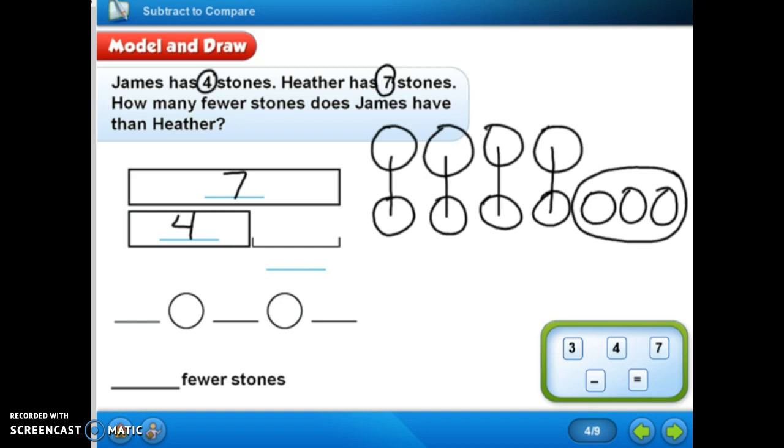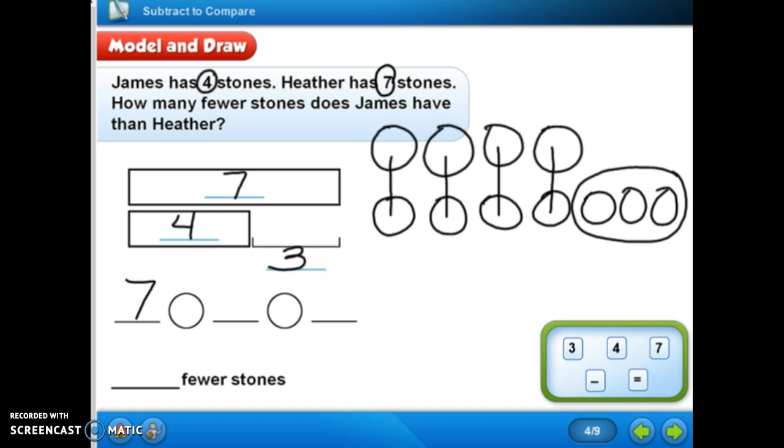James has 3 fewer stones than Heather. So I'm going to write that number right here to finish my bar model. Now I need to write a number sentence. Remember, with our bar model and with subtraction, we always start with our whole or our bigger box or bigger number. So I'm going to start with the number 7.